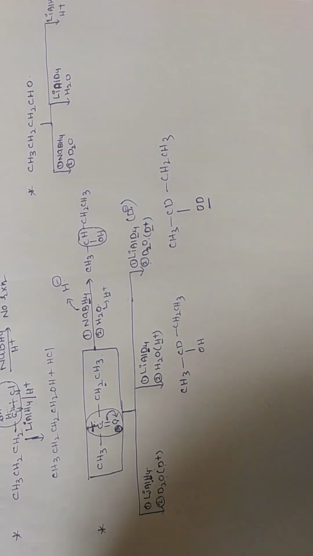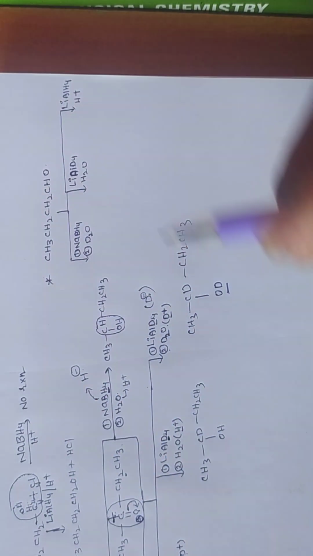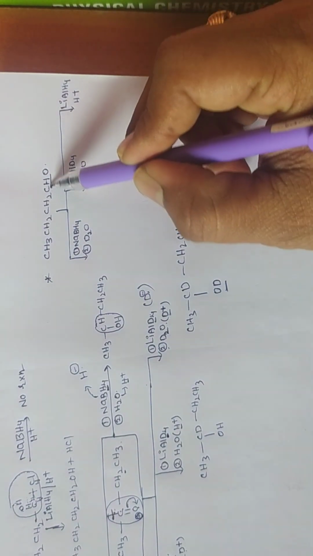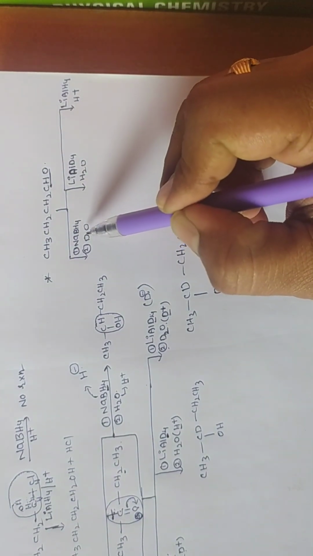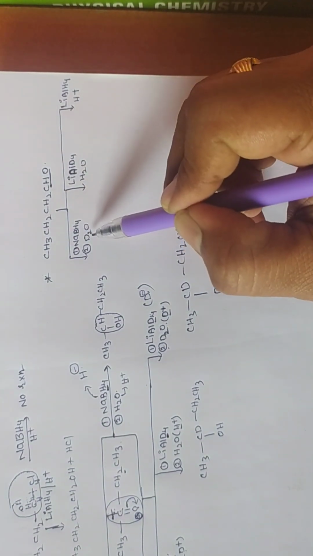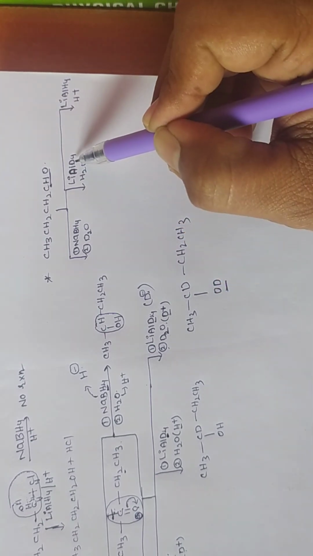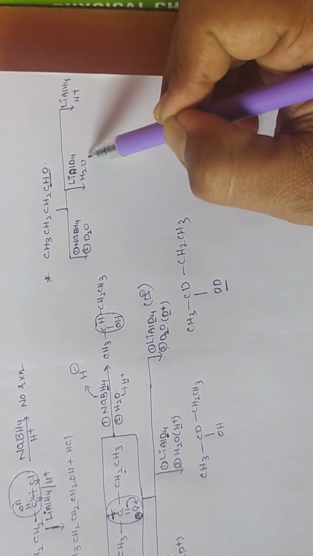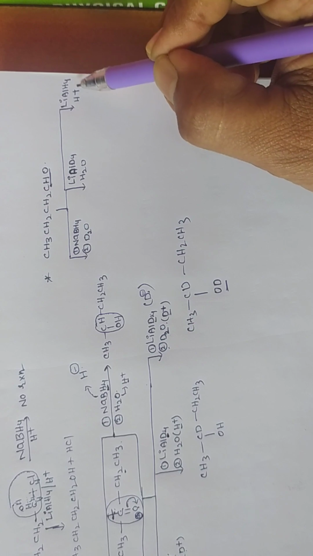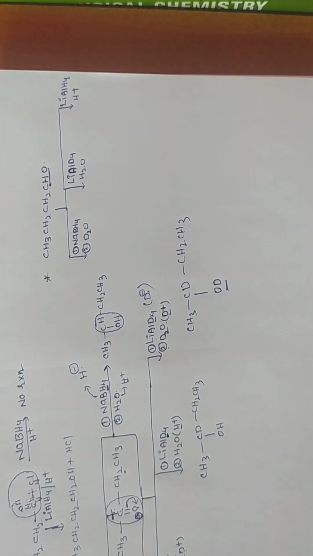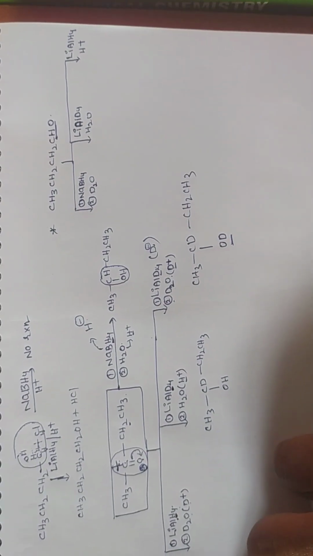Now this is test yourself. Now I am giving this compound. Now same reactions I have given. Sodium borohydride with D2O is given. Lithium aluminum deuteride with water is given. Lithium aluminum hydride with H plus is given. Now you try and check.